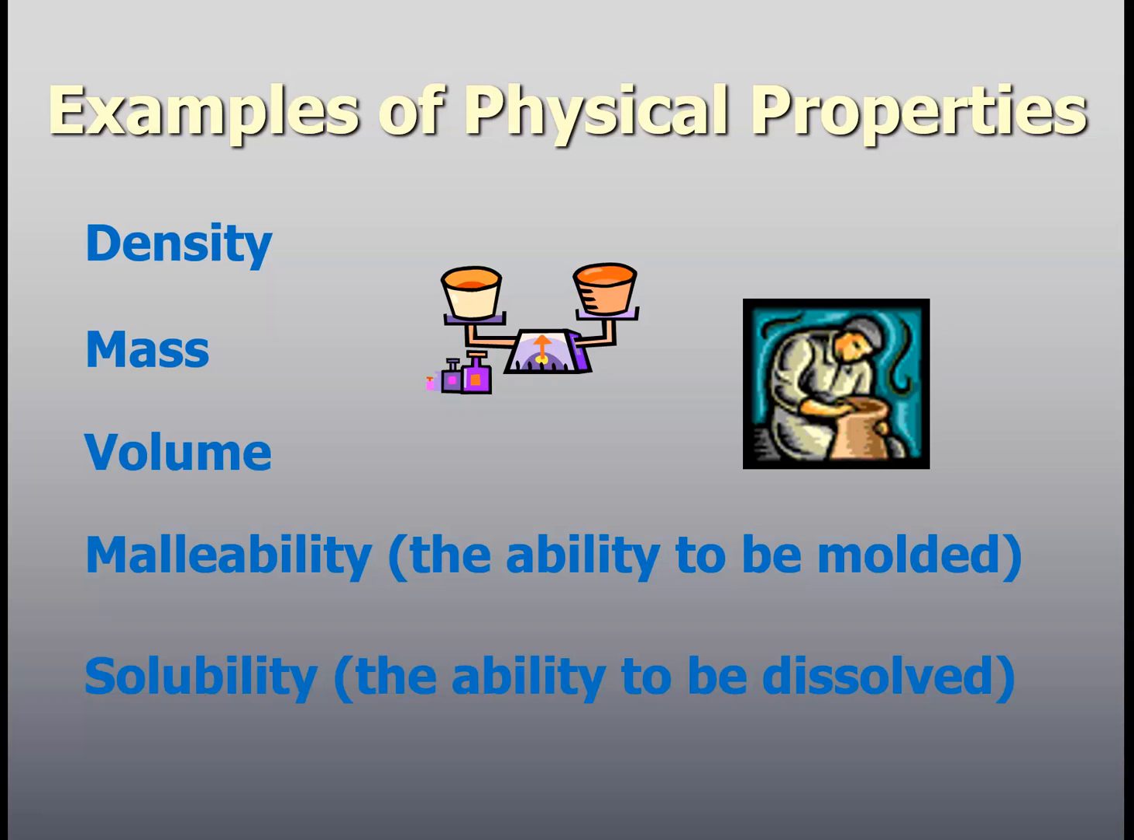Solubility is another new vocabulary word. Solubility is the ability to be dissolved. Can it be dissolved easily? Can it be dissolved completely within water or some type of a liquid? Those are physical properties as well. If you need to pause, go ahead.